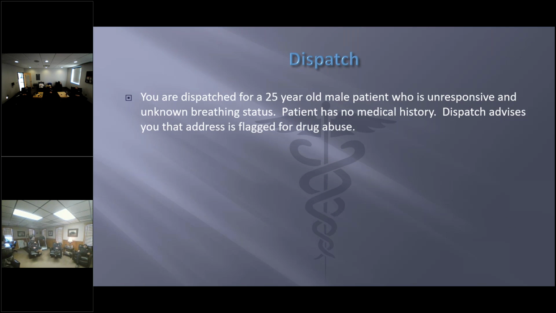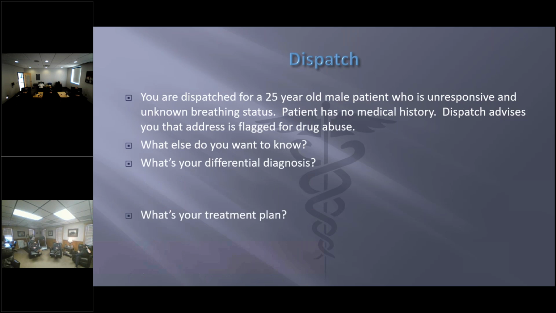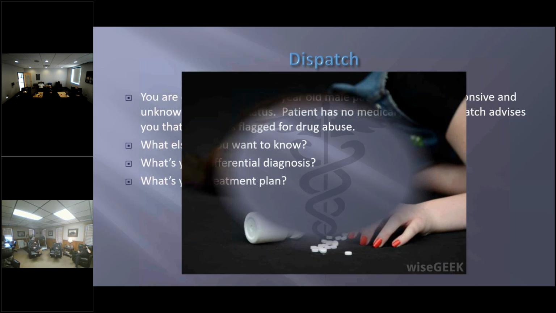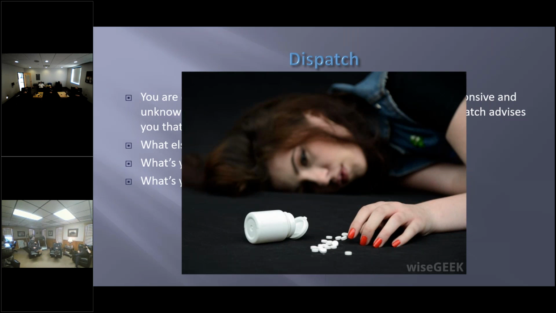So you're dispatched: 25-year-old male patient, unresponsive, unknown breathing status, no medical history that you know of, address is flagged for drug abuse. On scene, you find your patient, they are apneic. You have signs that there are track marks up and down the patient's arm. You inspect the pupils, they are pinpoint. All right, this is leading us to believe that it is an opioid-based overdose at this point.